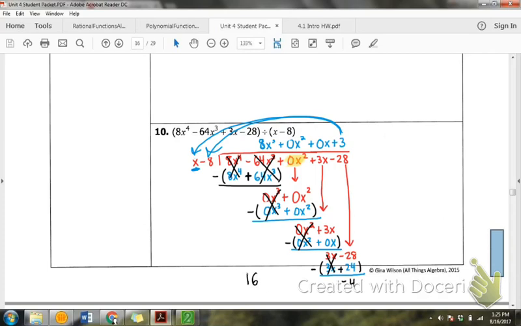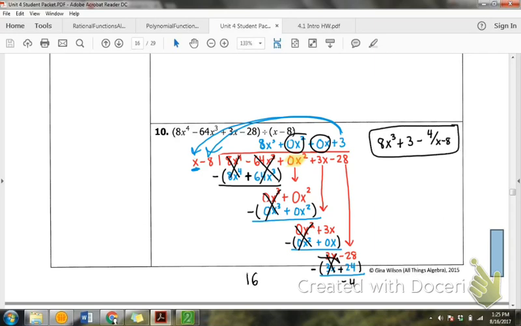Are you guys getting a remainder of negative 4? Good. Negative 4 over x minus 8. Now, here's the thing. When you write your answer, if you have 0, like this one and this one, you don't need to write them in your answer. You need to show them in your work, but you can write it just like this: x cubed. We're going to skip over those two because they're 0. Plus 3 minus 4 over x minus 8.